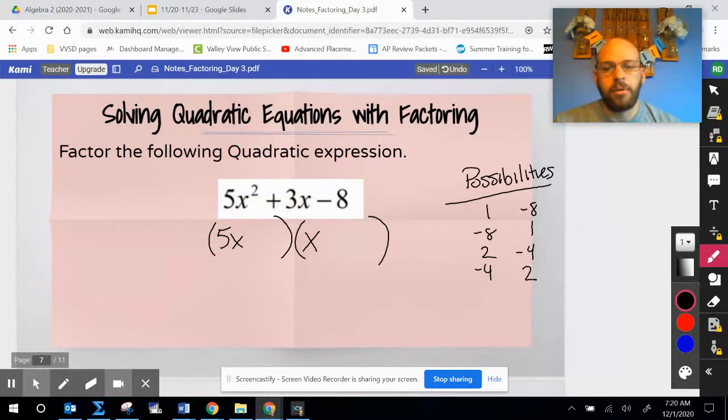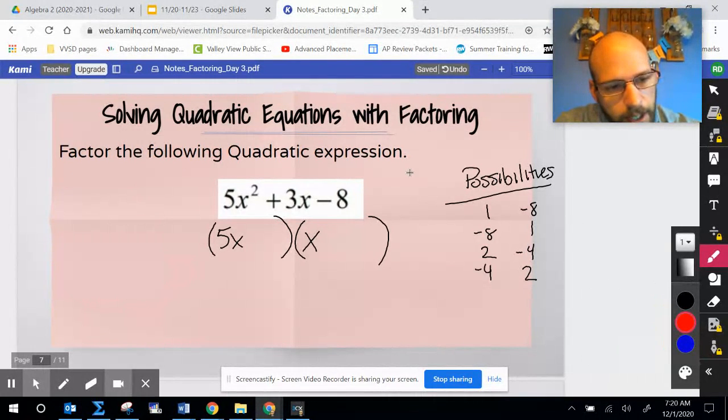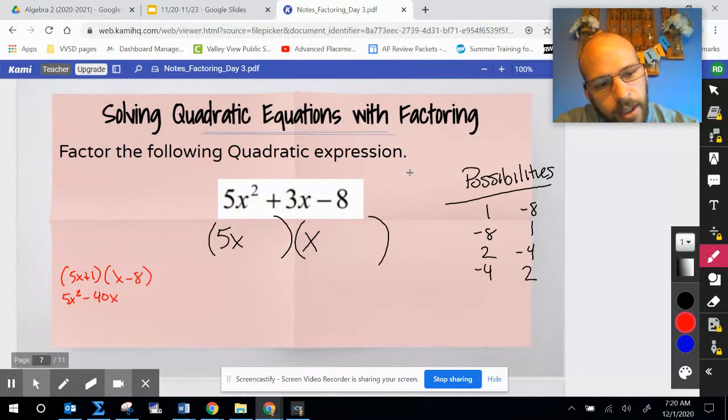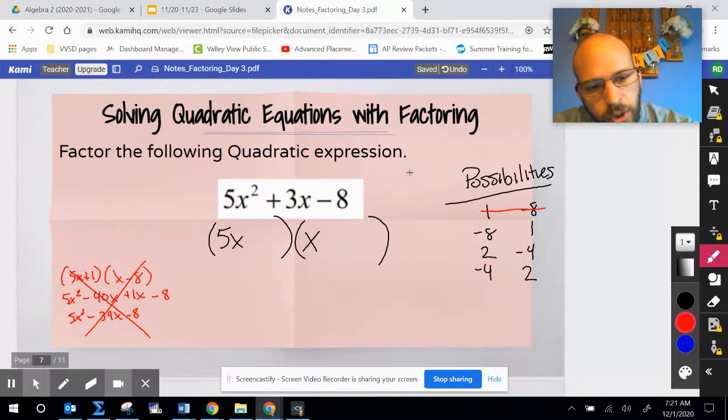So now I want to check them. I want to see which one's going to be the right one. So I'm going to start at the top. Okay, I'm going to have a 5x plus 1, x minus 8. 5 times x is 5x squared. 5 times negative 8 is a negative 40x. 1 times x is a 1x, and 1 times a negative 8 is a negative 8. If you combine like terms here, you can see I got a 39. That's way too big. Okay, we're going to cross that one off the list. So let's try the next one.